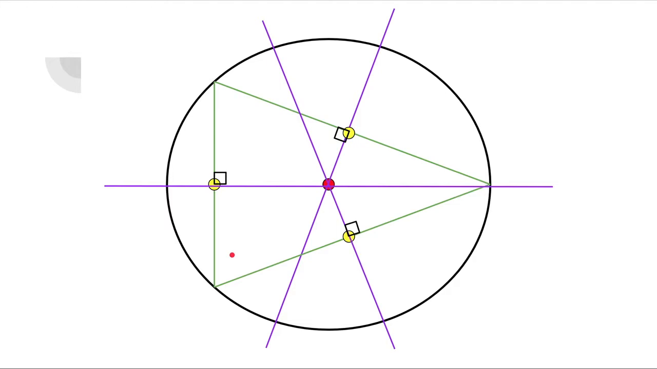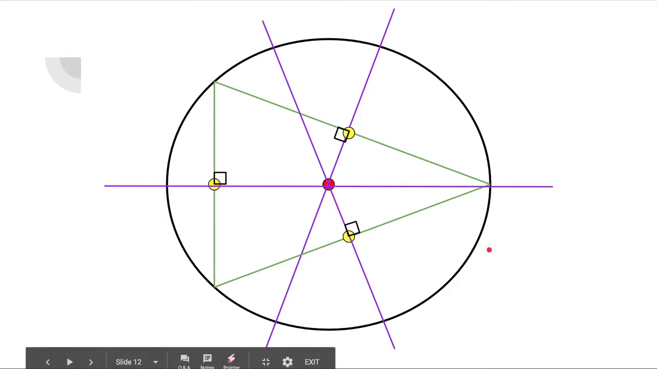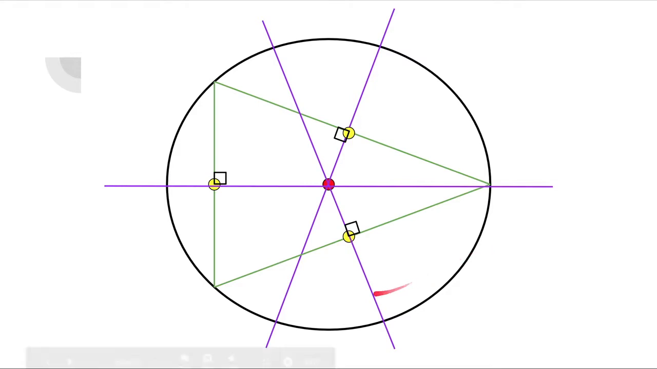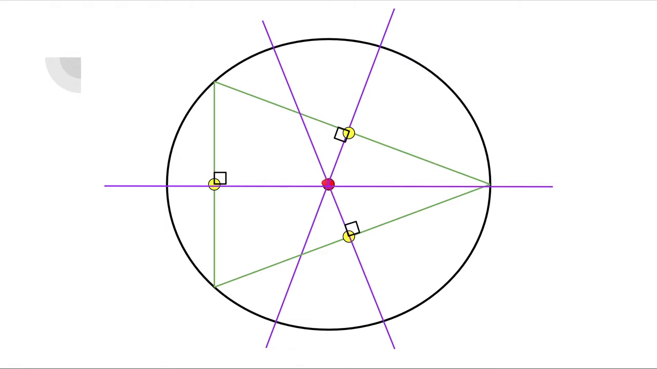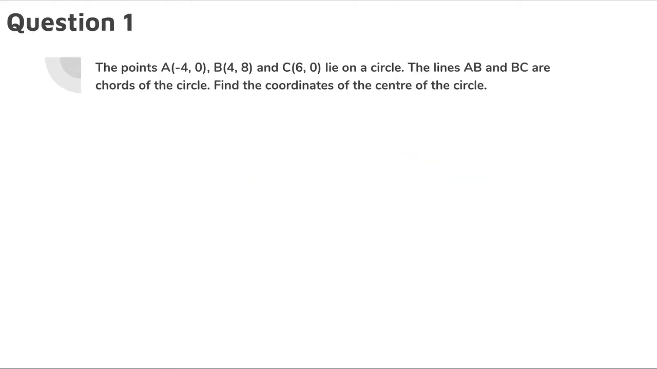To find the coordinates of the center, you need at least 2 chords. I need to find the perpendicular bisector of these 2 chords, and where the lines intersect is where the center of the circle is. That is very useful in exam questions. Alright, why don't you try a question?